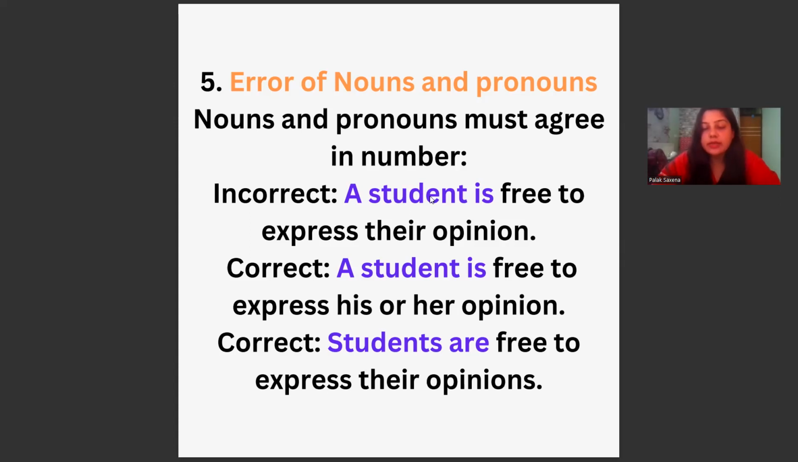Why is it incorrect? Because with students, which is actually plural, we cannot use is. So how will you correct this? Either we say a student is, or we use students are. When you're using students, then a will be removed. When you are using students, then are is going to be used. So both the sentences are correct. A student is free to express his or her opinion is also correct, and students are free to express their opinion. Both the sentences are correct.